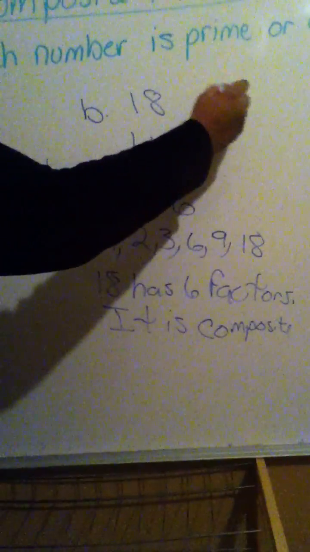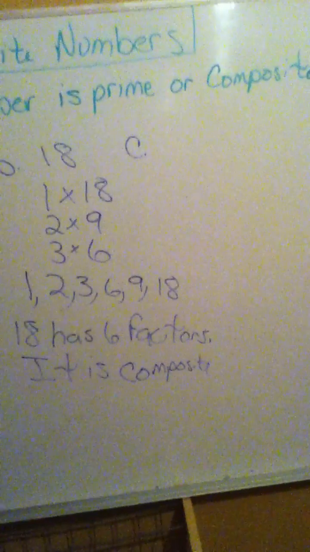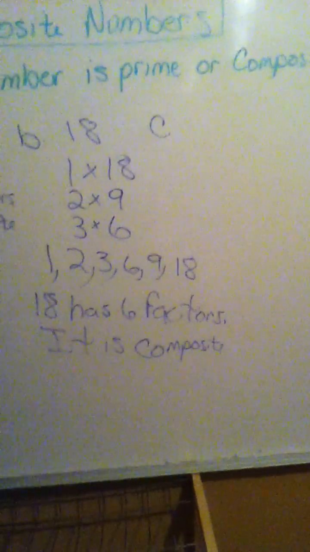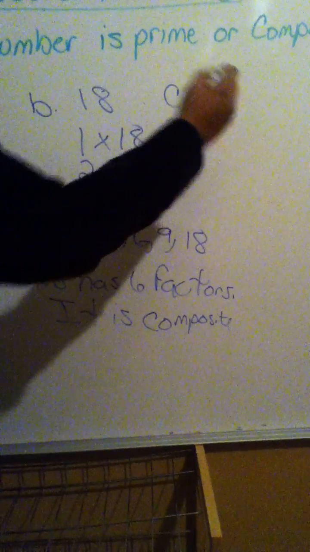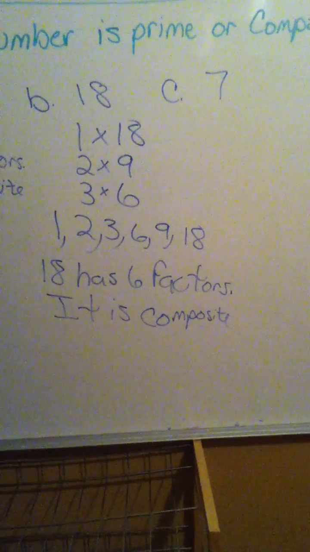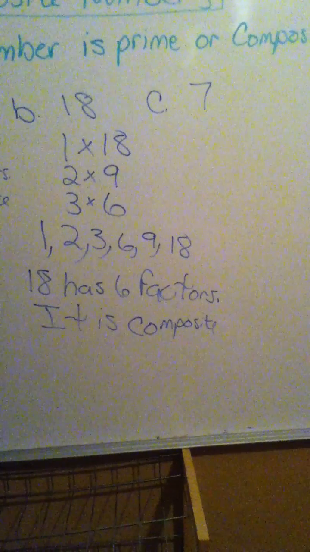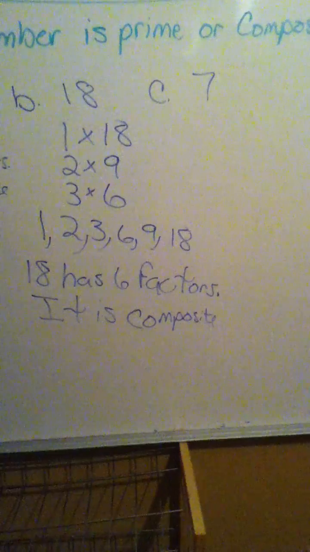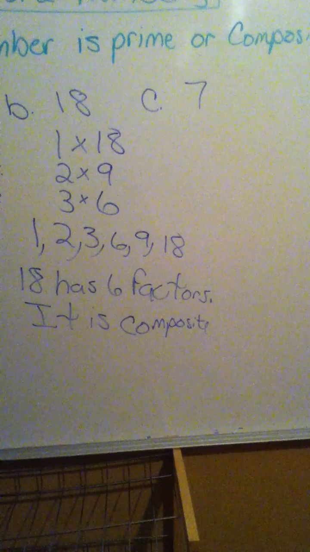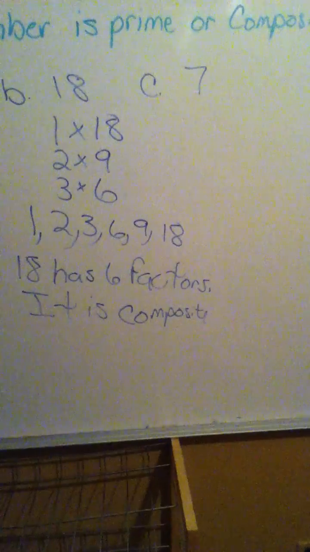Why don't you try C on your own? I'm going to give you 7. Tell me if 7 is prime or composite. In order for you to work on this on your own, pause the video now so that you can give it a try, and then when you're finished, come back to it.